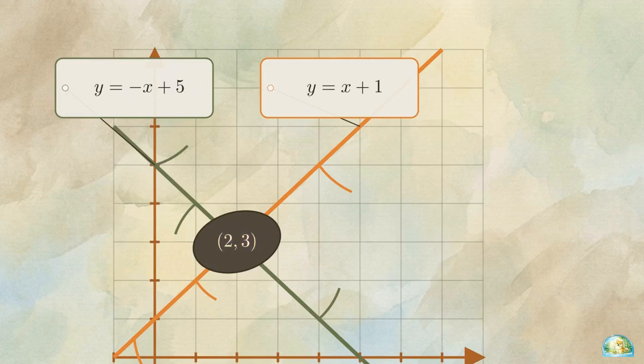We substitute the x value of 2 into our first equation. 2 plus 1 yields a y value of 3. The path holds true. We run the exact same test on the second path. We substitute 2 into negative x plus 5. Negative 2 plus 5 also yields 3.